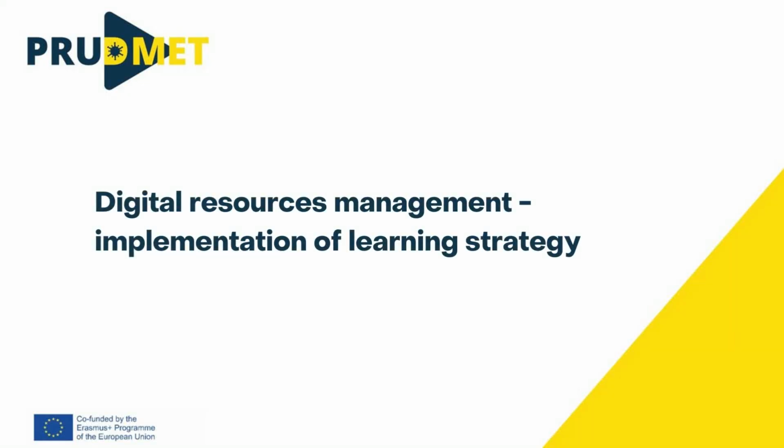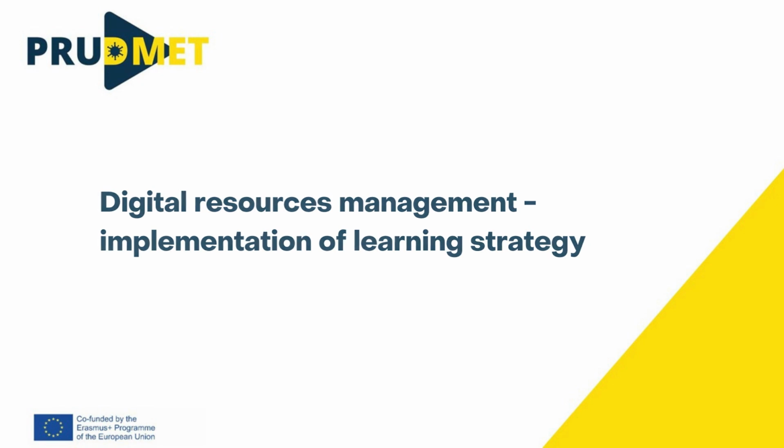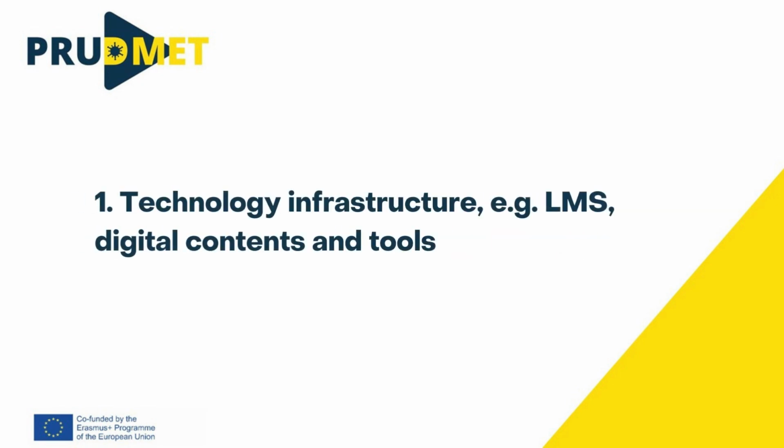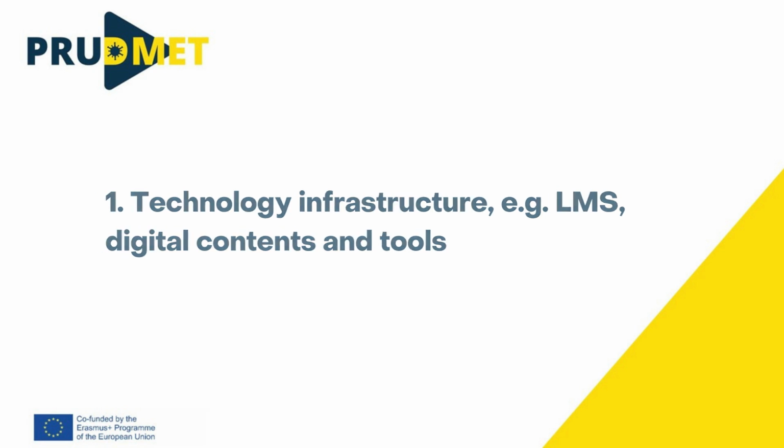With a set learning strategy, we can now continue towards the implementation of digital learning management and coordination of learning activities. The critical resource management approaches for digital learning in higher education institutions may include the following. Technology infrastructure. This includes ensuring that the institution has the necessary hardware, software, and network infrastructure to support digital learning. Generally, this relates to selecting, implementing, and maintaining learning management systems, digital content, and digital tools.